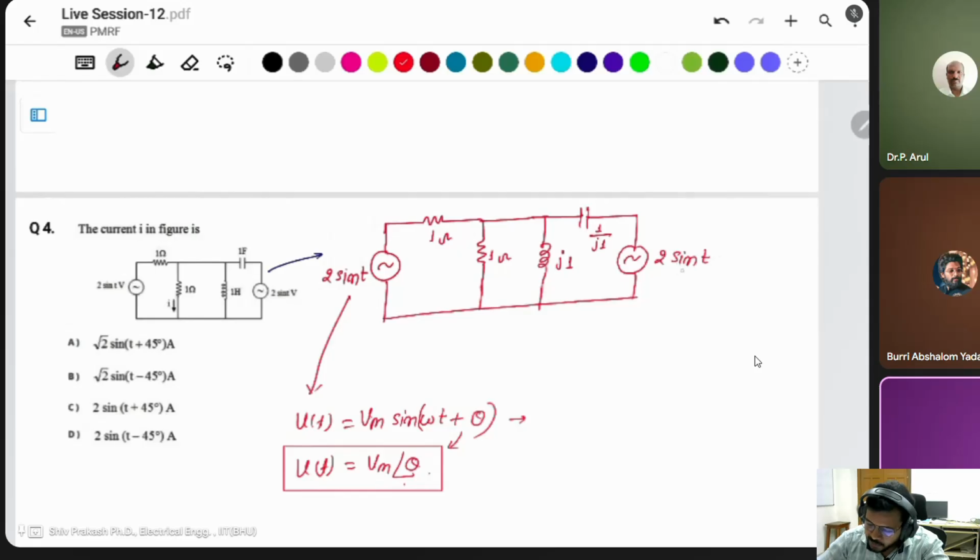This will be 2 sin t. 2 sin t is written as 2 at angle 0. This is also written as 2 at angle 0 because there is only sin t. That's why here the angle is theta, but here the angle is 0. That's why I wrote it as 2 at angle 0.